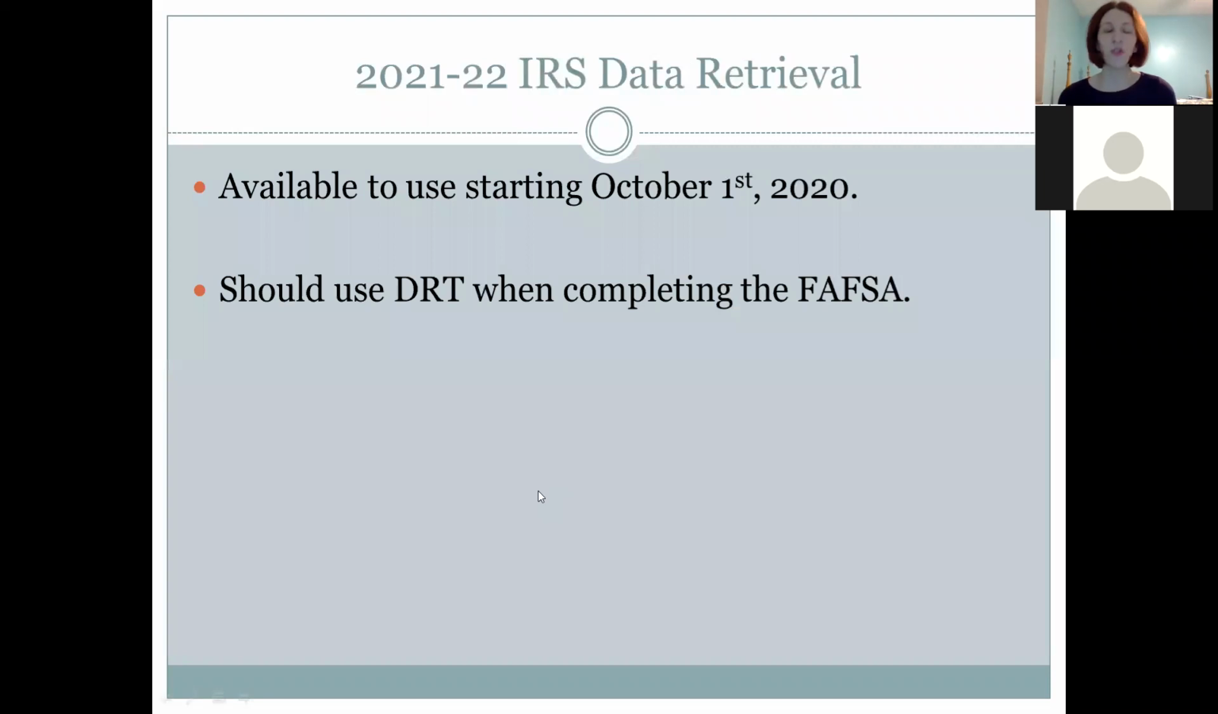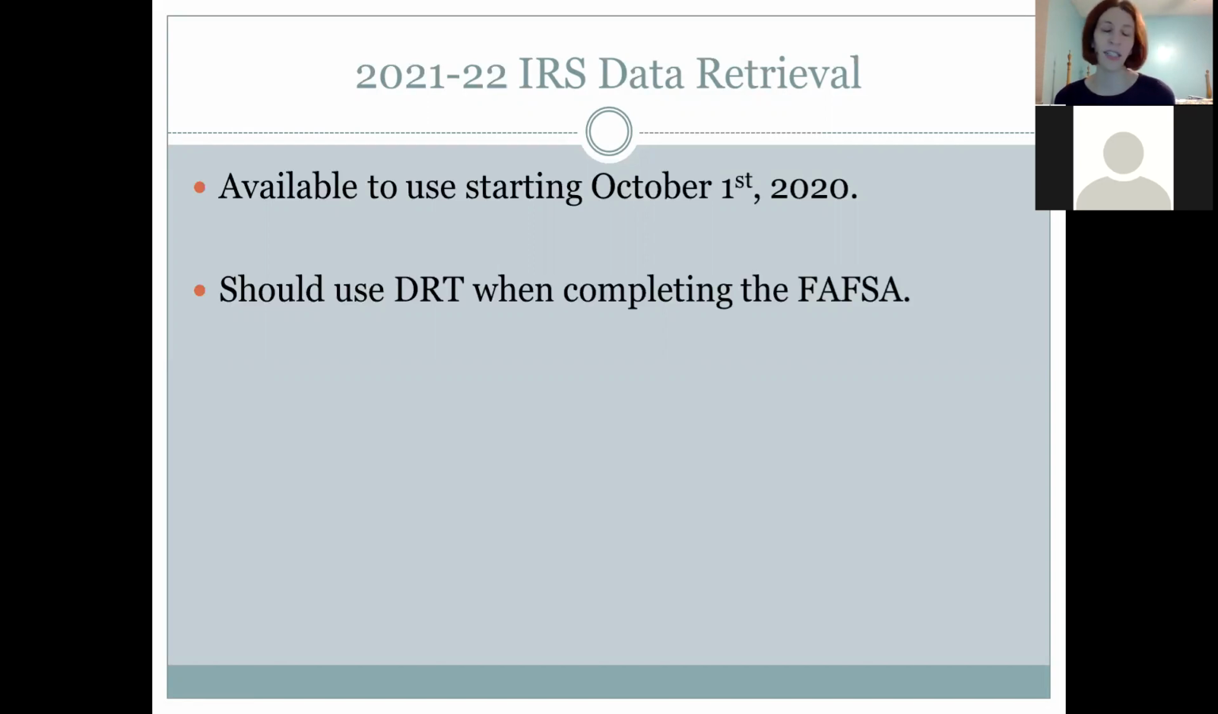Now, I've talked about the data retrieval tool a couple times already, but what it does is take the information that's on file from the IRS and plug it directly into your FAFSA form. You do have to agree to have this, there's a button to click, saying yes, I'm approving for this to happen. I highly encourage that you do this. The reason is that when it transfers the information, it is accurate information. And hopefully it lessens the chances that you get selected for the verification process.